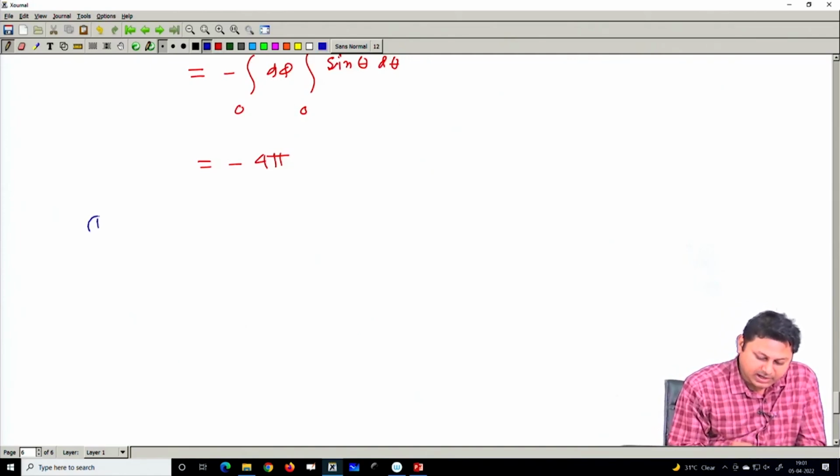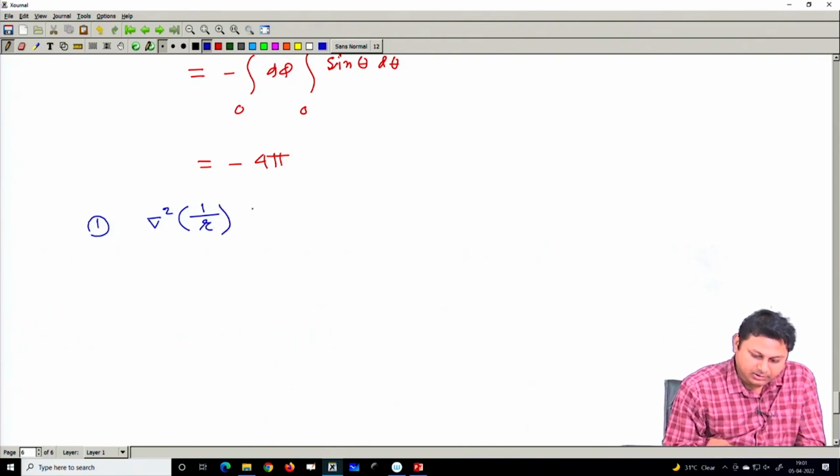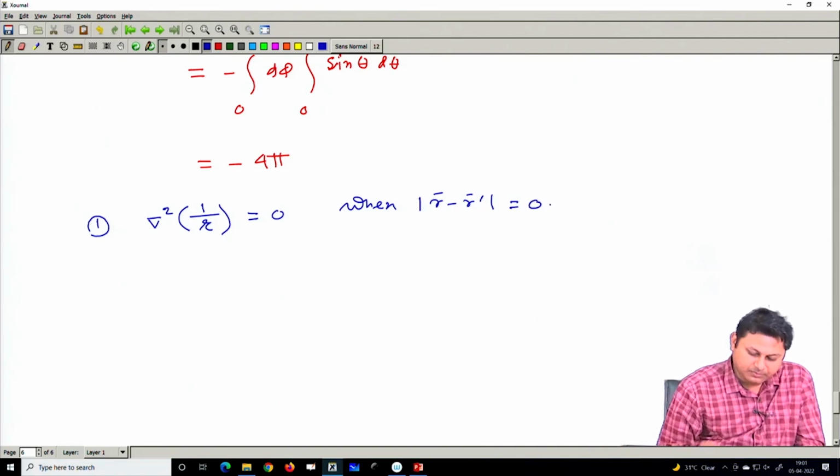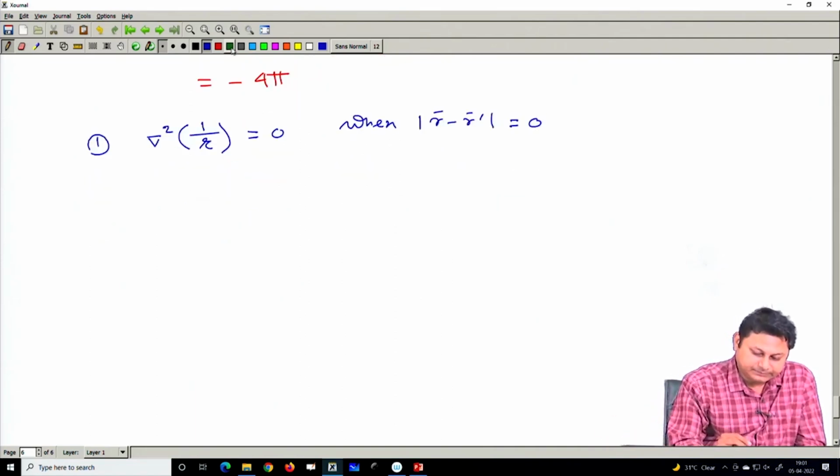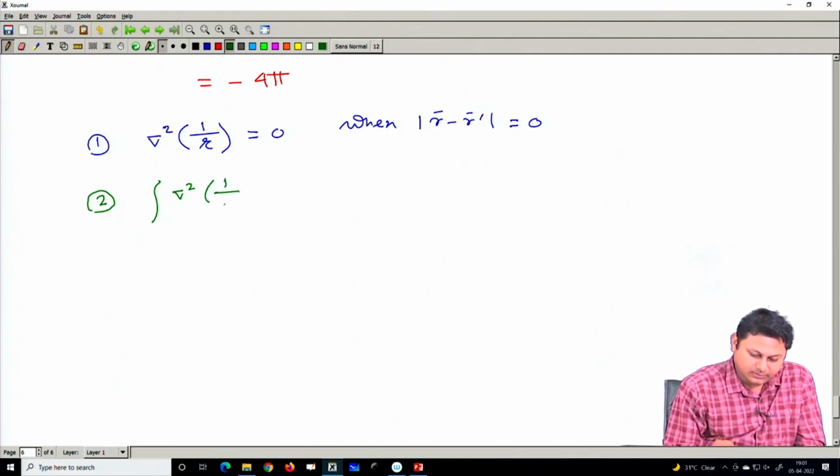Okay. So, now I have two conditions. One condition I have is this one, del square 1 by r is equal to 0 when r minus r prime is not equal to 0, and another condition is this, that the integration of del square 1 by r dV is equal to minus of 4 pi.